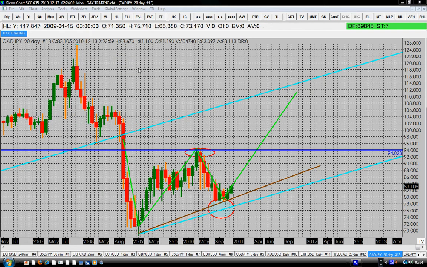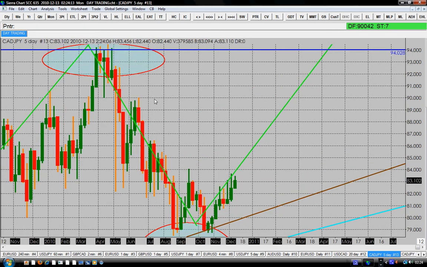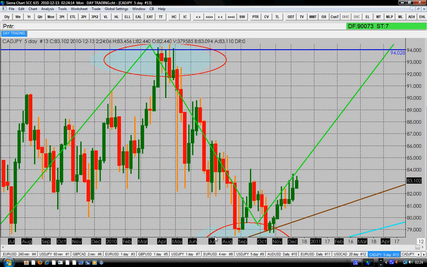Now I'll switch back to the 5 days, because I like to use the 5 days instead of the 7 days. I'll use my 5 days now. I'm allowed to do so. So this is what we have on the 5 days. Just pay attention carefully here.